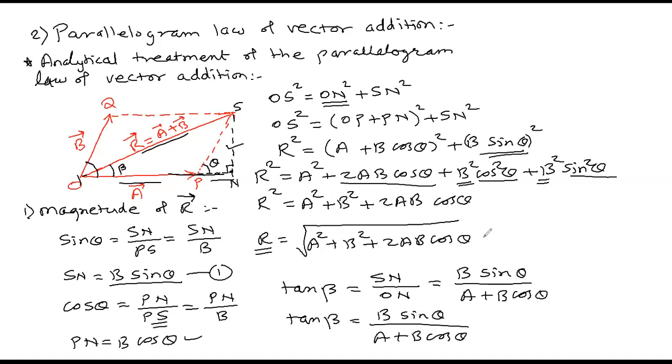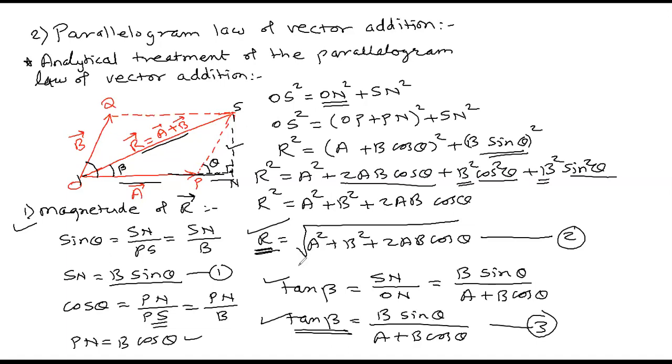So dear student, suppose this equation is number 2 and this equation is number 3, these equations are very important. This equation gives the magnitude of the resultant vector R, and this equation gives the direction of the resultant vector R. Or you can also write here that beta is equal to tan inverse of B sin theta upon A plus B cos theta. So I think the magnitude as well as the direction of the resultant vector is the same as that of the triangle law of vector addition.